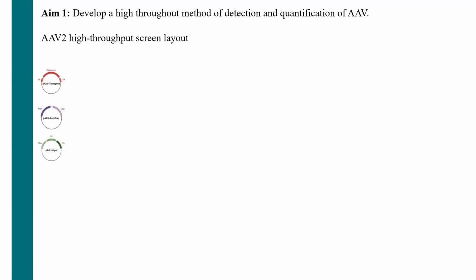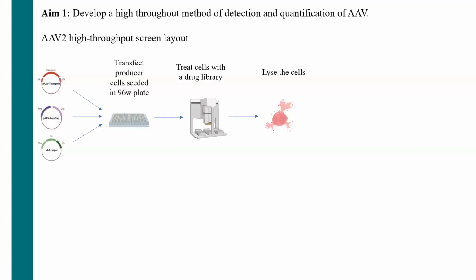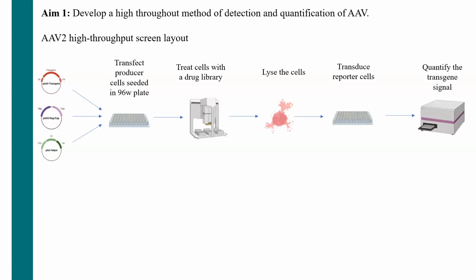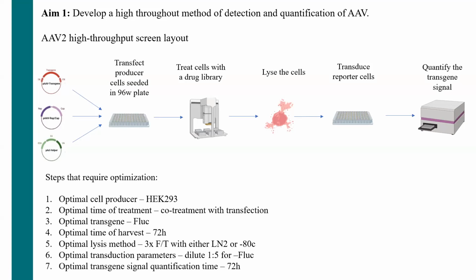So the way it looks is we have three plasmids, that triple transfection that I talked about. We transfect the producer cells that are seeded in 96 plate with these three plasmids. We treat them with the drug library, lyse the cells, transduce the reporter cells, and quantify the transgene signal. So this sounds pretty straightforward in the paper, but there are 7 main things that I had to figure out. These are main things, and there are countless other small things that have to be optimized.